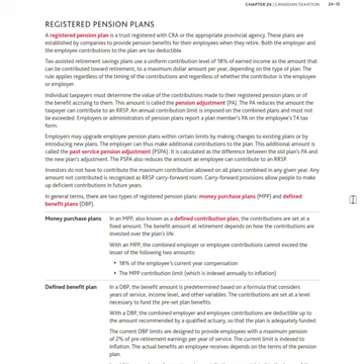Employers may upgrade employee pension plans within certain limits by making changes to the existing plans or by introducing new plans. The employer can thus make additional contributions to the plan. This additional amount is called the Past Service Pension Adjustment, or PSPA. It is calculated as the difference between the old plan's PA and the new plan's adjustment. The PSPA also reduces the amount an employee can contribute to an RRSP.